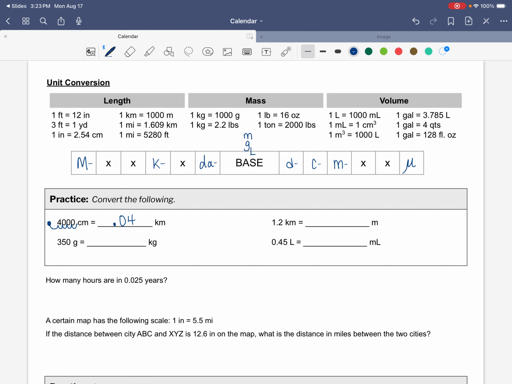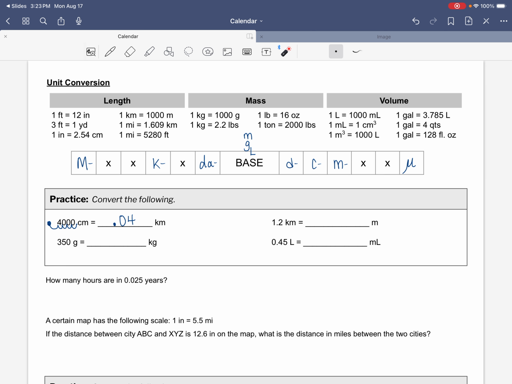Okay, for the next one, I have 350 grams to kilograms. Anytime that you see just a single letter like gram, liter, meter, we're starting at base. The one that throws people off is the meter. They'll see the M and they'll start here. But this is millimeter, not meter. So make sure if you see one letter like L, G, or M that you're starting at base.